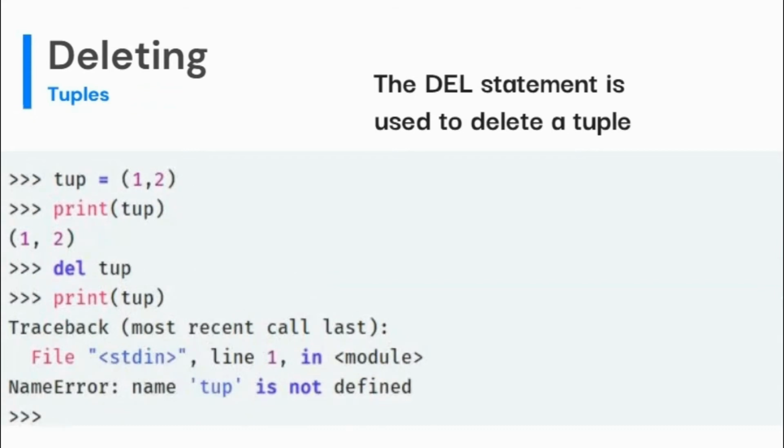Deleting a tuple. We can't delete elements of a tuple, but we can delete the tuple itself using the del statement. For example, a tuple contains some set of elements, and when you print it, it returns 1 and 2. When you use del on the tuple and print it, you get an error. It's because you can't modify elements of a tuple because of their immutable property.